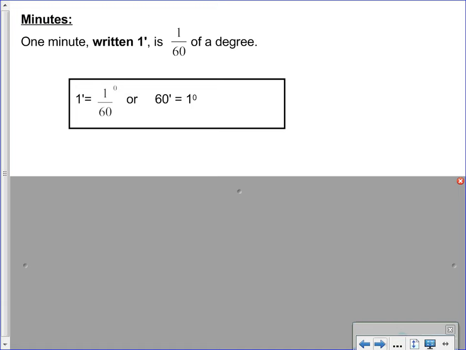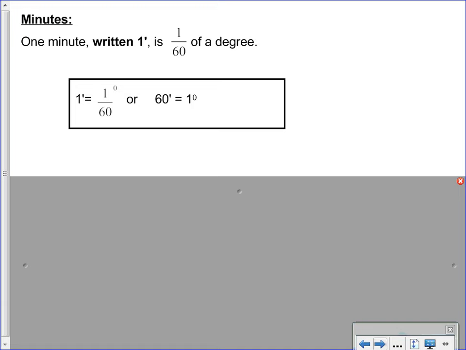What's the one quote called? Quotation. Apostrophe! Hey, Logan! So 1 apostrophe is a minute. It's 1/60th of a degree. So 1 minute is 1/60th of a degree, or 60 minutes is 1 degree. Just multiply 60 to the side.